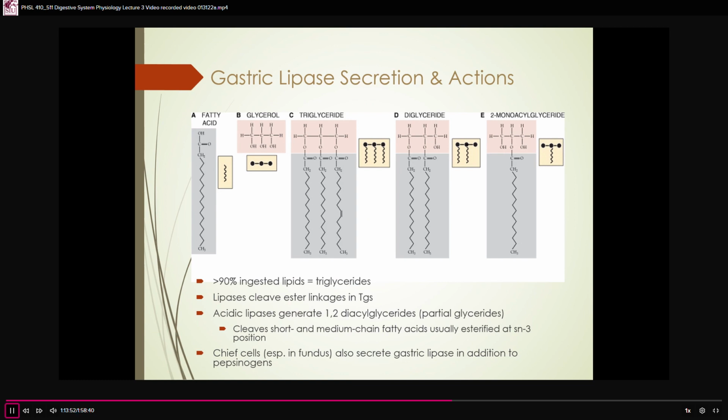What about the digestion of lipids that's going to go on? We know that we're going to have those fundus chief cells also producing gastric lipase. Gastric lipase, like lingual lipase, is an acidic lipase. It's going to be very active at the acidic pH environments of the stomach. So what's it going to work on?